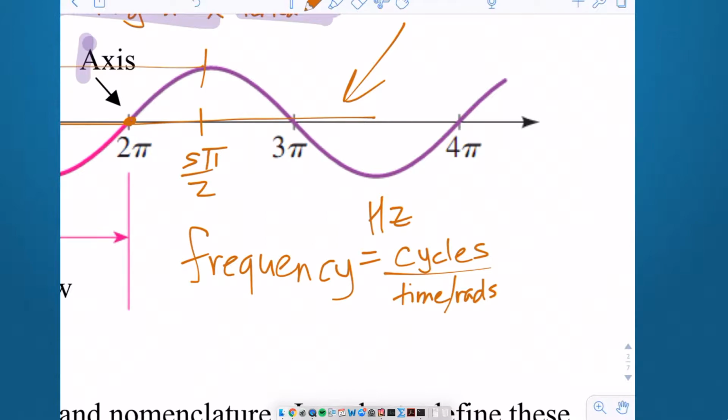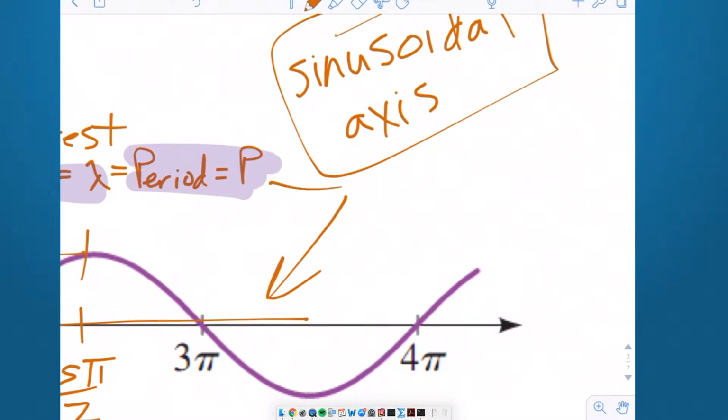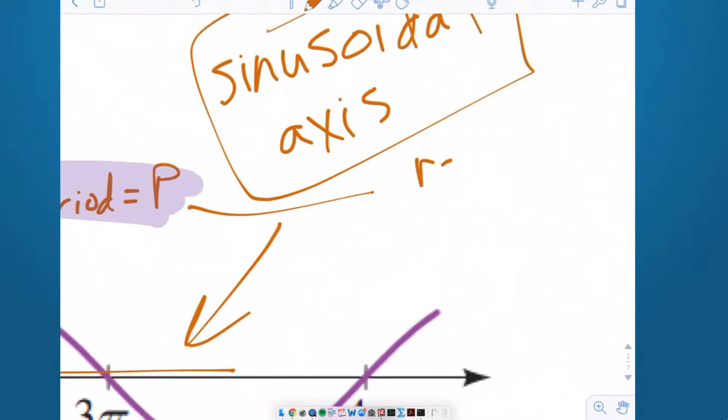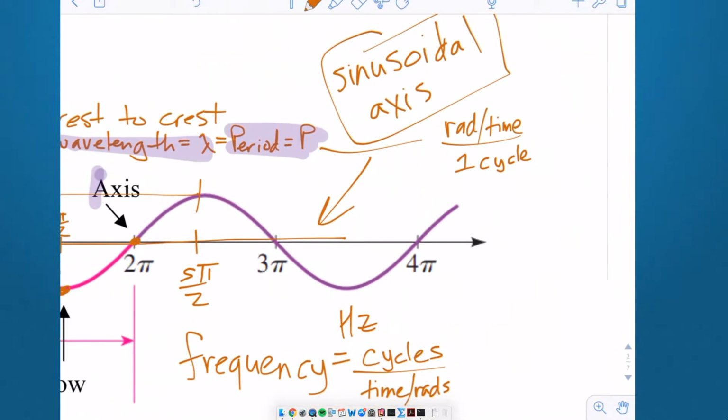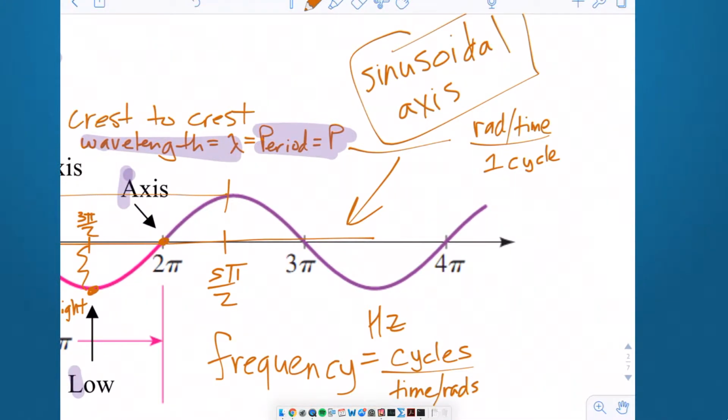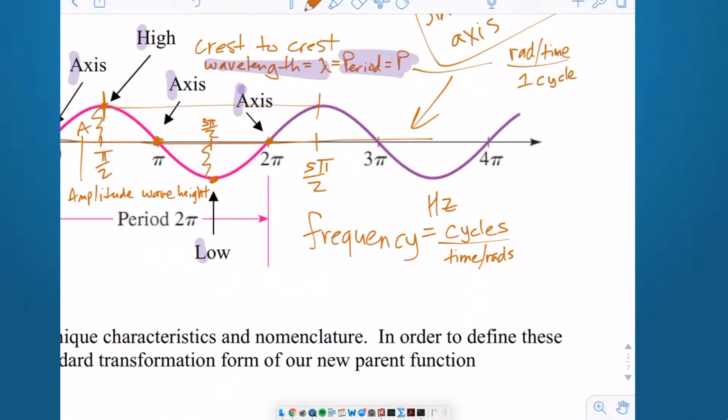Okay? Period is a little bit different. Period and wavelength, the units are radians, or time, per one cycle. So if you're looking for the period, you don't care how many occur in a certain time. What you're interested in is how long does it take to make one cycle. So think about the units. Radians per cycle for period versus cycles per radian for frequency. How are those units related?